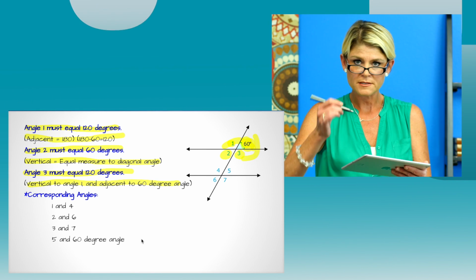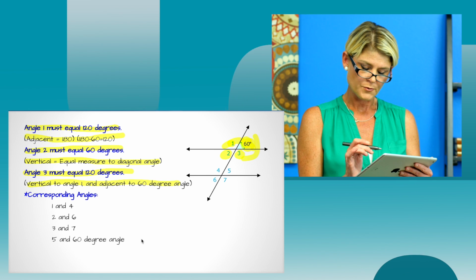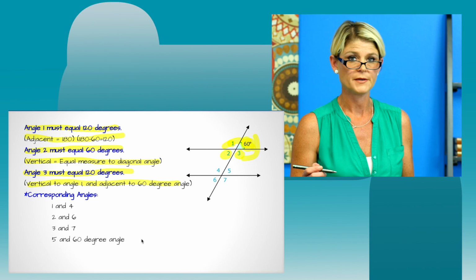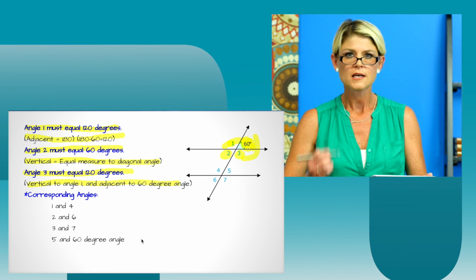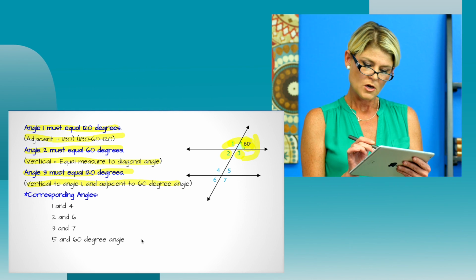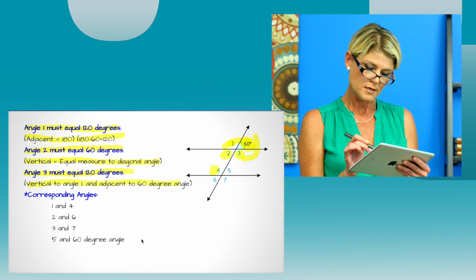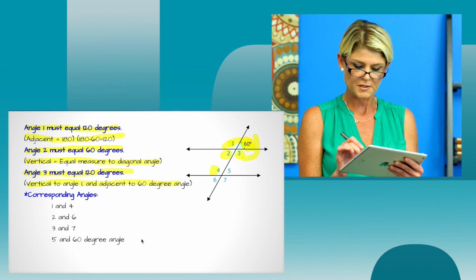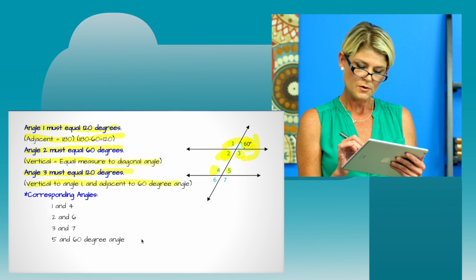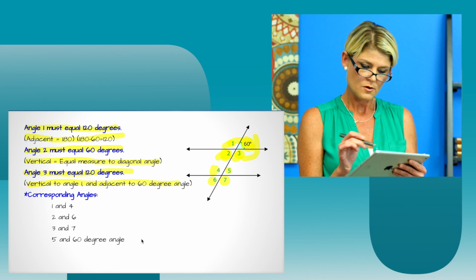Angle 3 has to equal 120 degrees because it is vertical to angle 1 and adjacent to the 60-degree angle. Okay? And then basically the line at the bottom, if we were to say the top line was A and the bottom line was B in those parallel lines, the numbers would correspond. 1 would be the same as 4. The one that's 60 degrees would be the same as 5. 2 would be 6. And 3 would be 7.